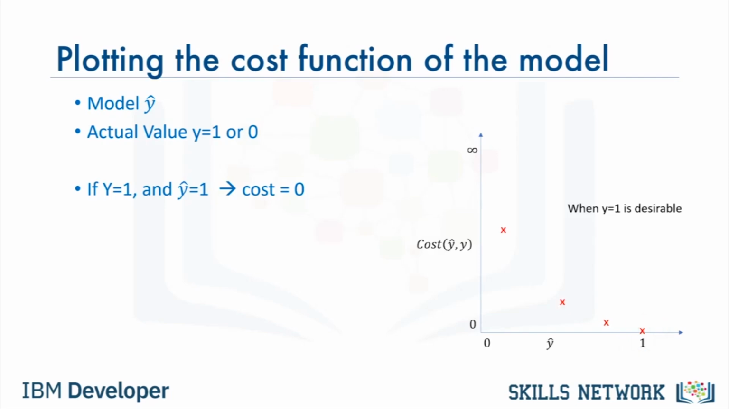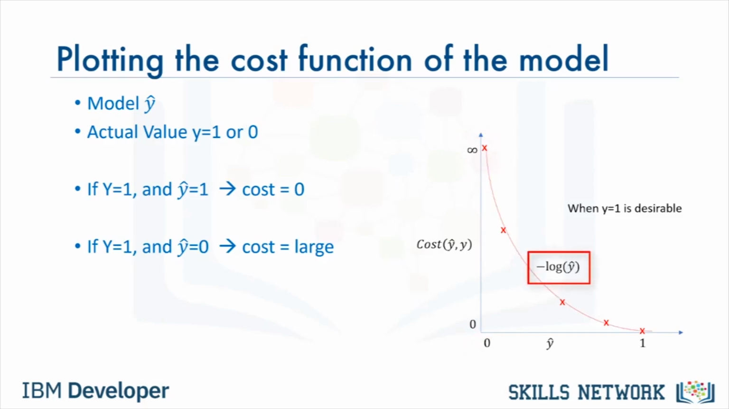In this case, we need a cost function that returns 0 if the outcome of our model is 1, which is the same as the actual label. And the cost should keep increasing as the outcome of our model gets farther from 1. And cost should be very large if the outcome of our model is close to 0. We can see that the minus log function provides such a cost function for us.